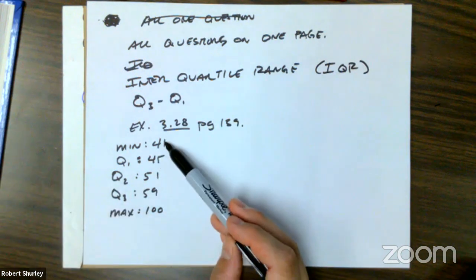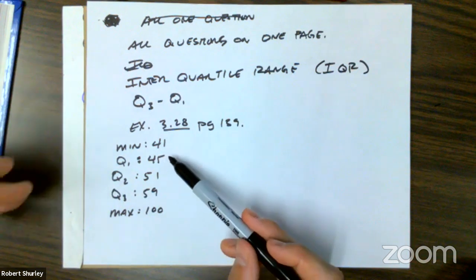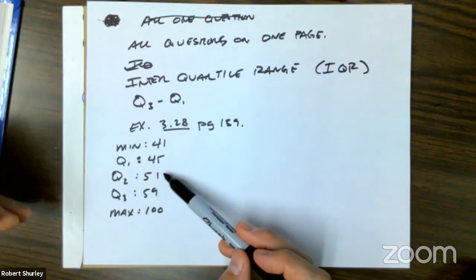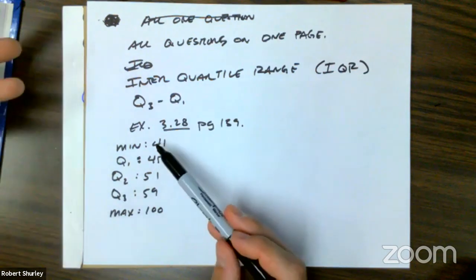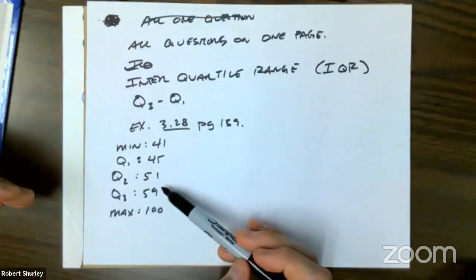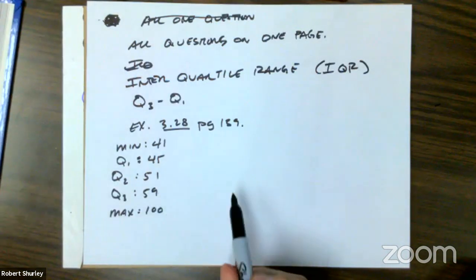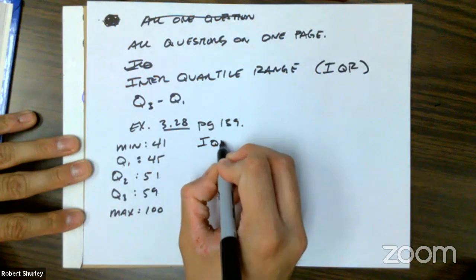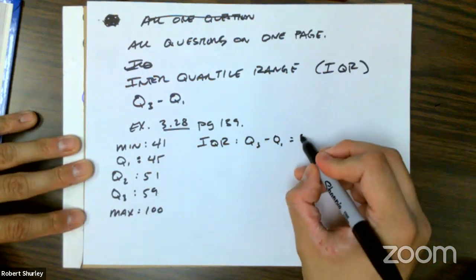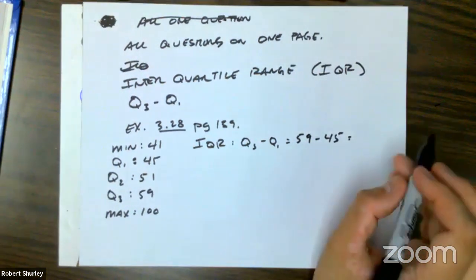So the minimum number of kids that missed school was 41, the max was 100, the first quartile was 45. So that means 25% missed less than 45. And then Q2 is 51, so half missed below 51 and half missed above. And then Q3 is 59, so only 25% missed above 59, right? Okay, so the interquartile range is just going to be Q3 minus Q1. So it's going to be 59 minus 45 for us. So that's going to be 14.